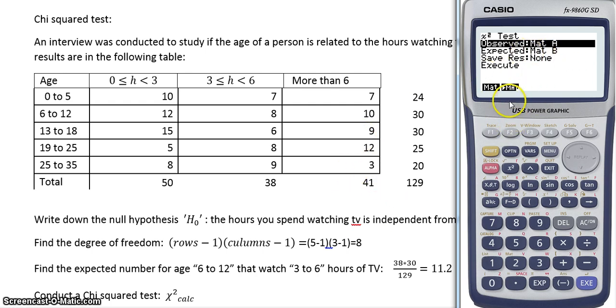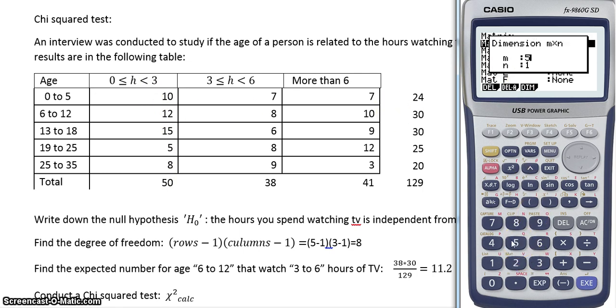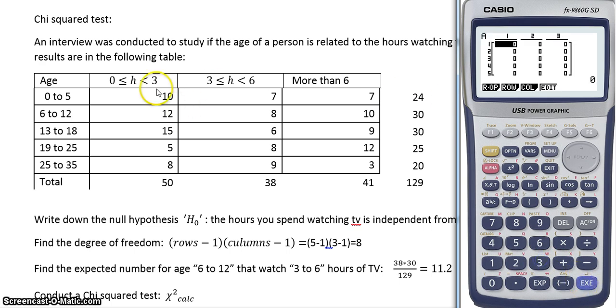So here you go to matrix, and you write how many rows and columns you have. We have 5 rows and 3 columns. So we start writing 5, then we press execute, then 3, then execute again. If you don't see the same shape that you have here, change the numbers. So we enter the results: 10, 7, 7, 12, 8, 10, 15, 6, 9, 5, 8, 12, 8, 9, 3. You never put the totals. Be careful of that. You never put the totals.